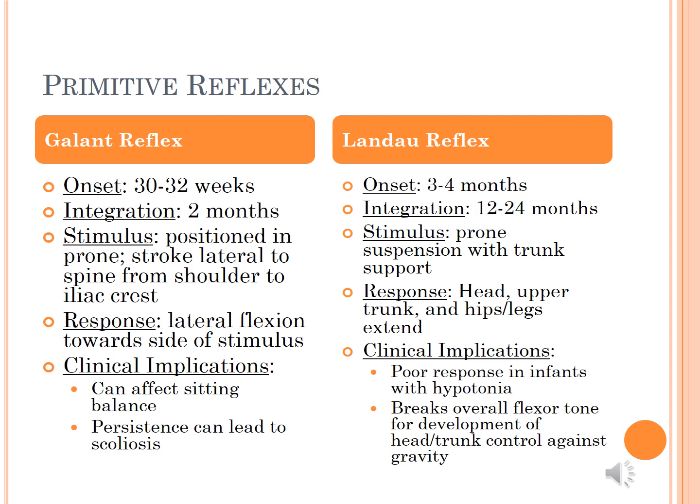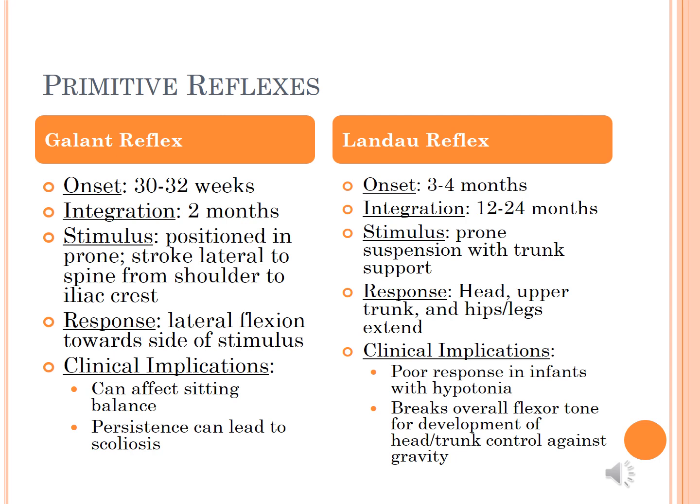So this one, again, you're going to hold them face down in the air around their trunk. And what you should see is that their head, their shoulders and upper trunk, their hips, legs, everything extends, so they're kind of flying through the air like Superman. Their arms are going to be probably down by their hips, not in front of them, but that's the response that you're looking for. If a kiddo is a little bit weaker, if they have more hypotonia, they're a little loosey-goosey, you're not going to get as good of a response.